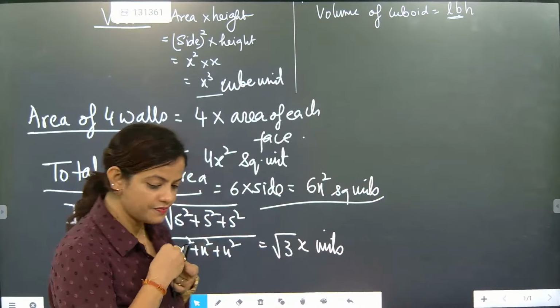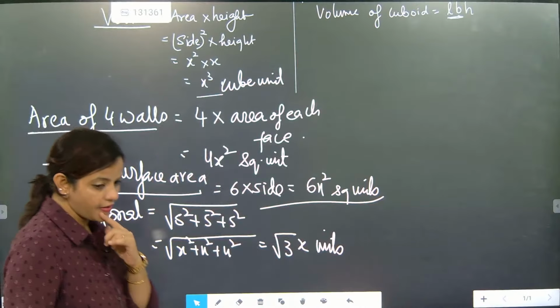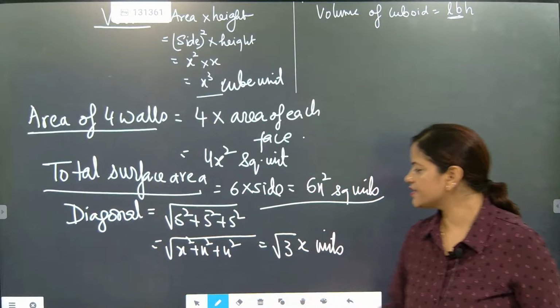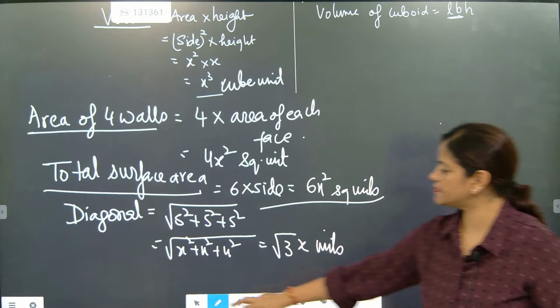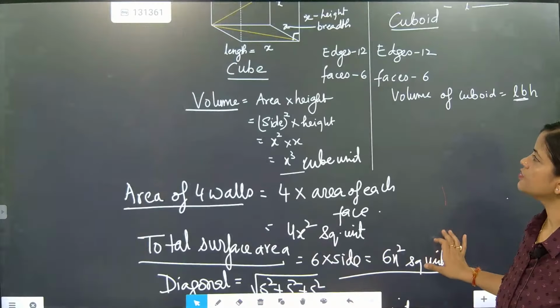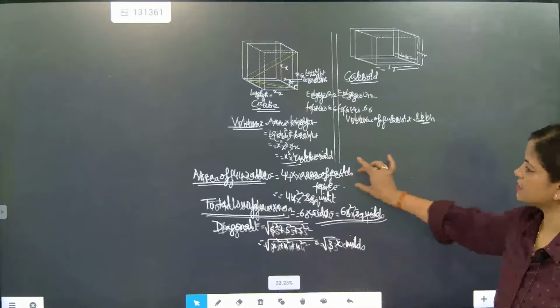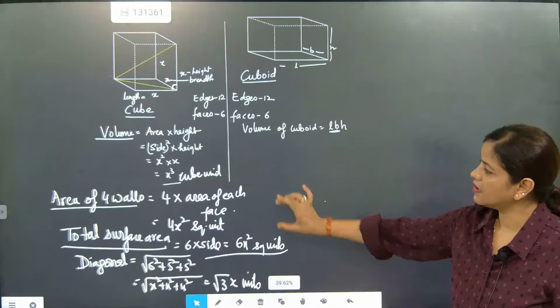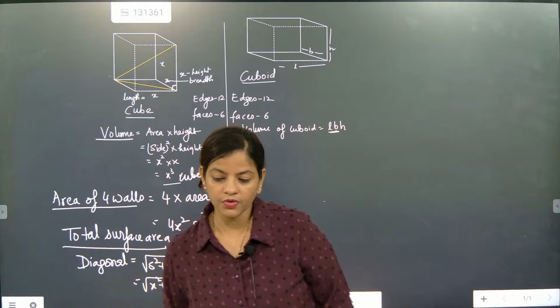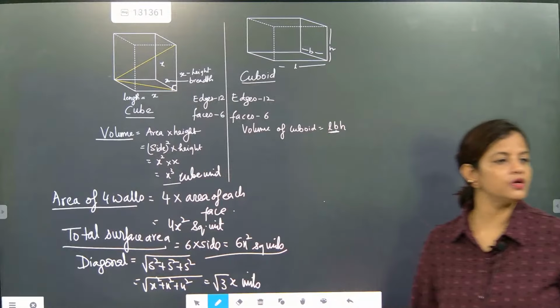Surface area and volume. I hope you might have noted this one. So once you have noted this section, please check this part. We have talked about cube. Now we are going to talk about cuboid.